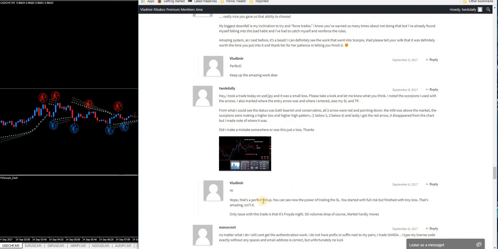All right, nope, that's a perfect setup. You can see now the power of trailing the stop loss. You started with a full risk but finished with a tiny loss. That's amazing, isn't it? The only issue with this trade is that it's Friday night. So volume drops, of course, market hardly moves. For me, in my time zone, it wasn't Friday night, as you guys saw in my video that day. So in his time zone, it must have been.